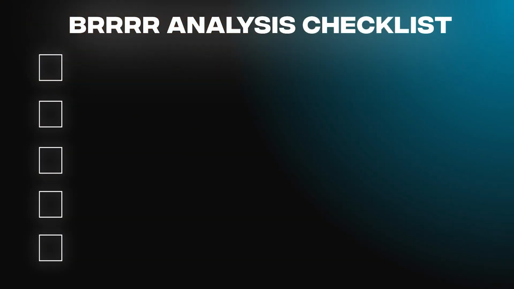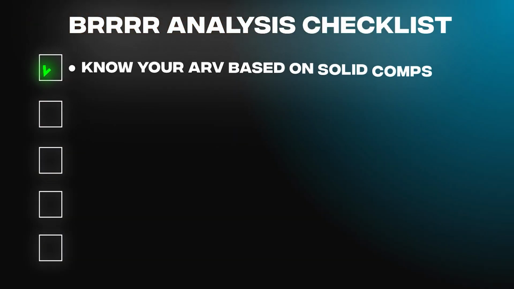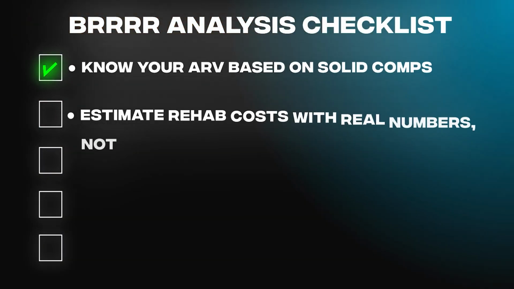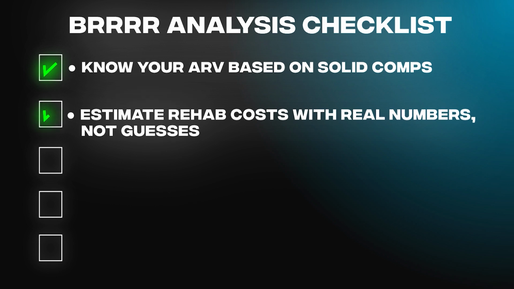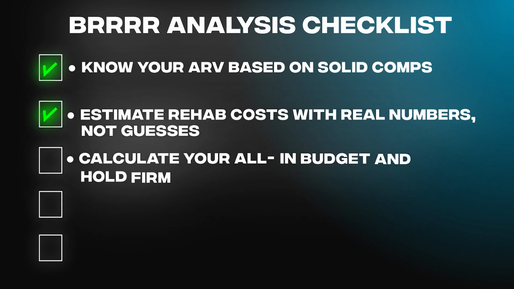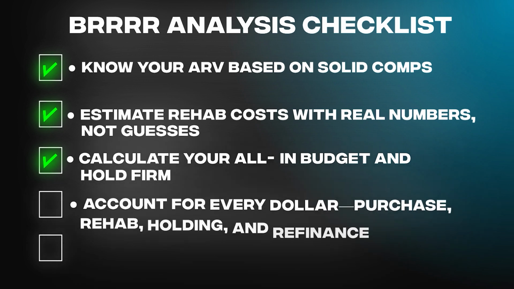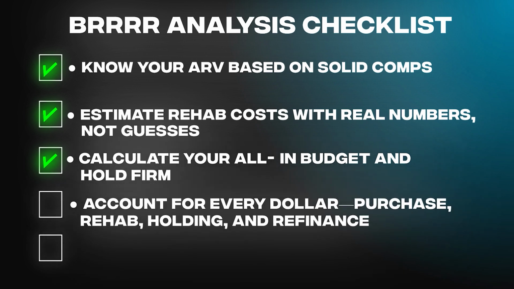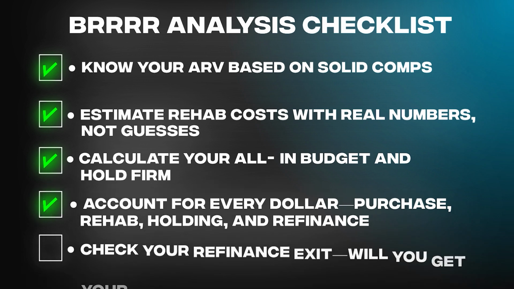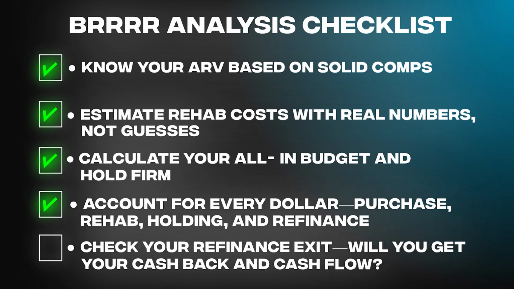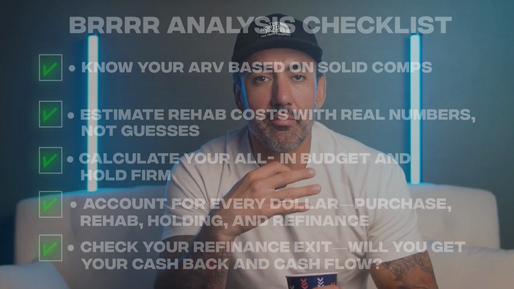So here's the checklist of things you need to know. You need to know your ARV based on solid comps. You need to know your estimated rehab costs with real numbers, not guesses. You need to calculate your all-in budget on what you could pay for that property and hold firm. You need to account for every dollar: the purchase, the rehab, the closing costs, the holding costs, and the refinance costs. And finally, check your refinance exit. Will you get your cash back? Will it cash flow? This is where real investors separate from the hobbyists.